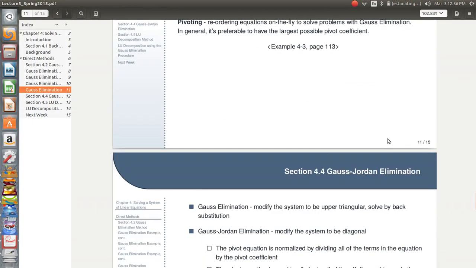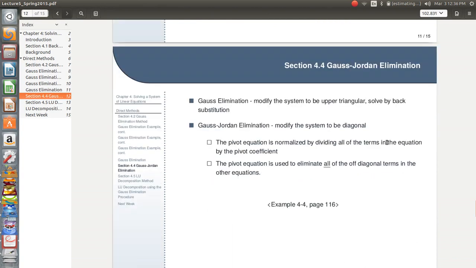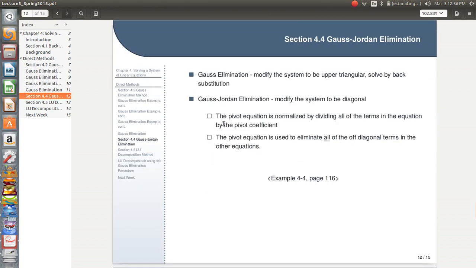Alright, continuing on. So Gauss elimination, which we've just covered, modifies the system so that you get an upper triangular, and that allows you to solve by back substitution. There's a modification on this called Gauss-Jordan, which modifies the system to be my absolute favorite, diagonal. In order to do this, the pivot equation is normalized by dividing all of the terms in the equation by the pivot coefficient, and then the pivot equation is used to eliminate all of the off-diagonal terms.